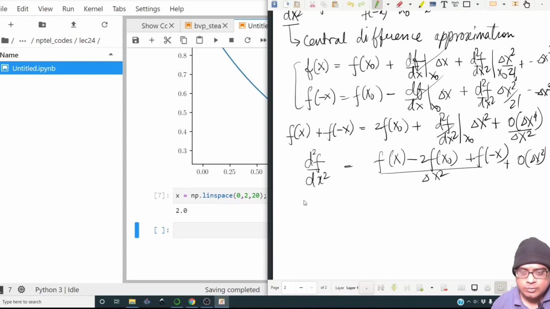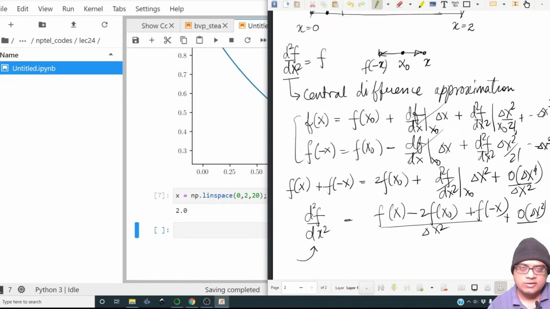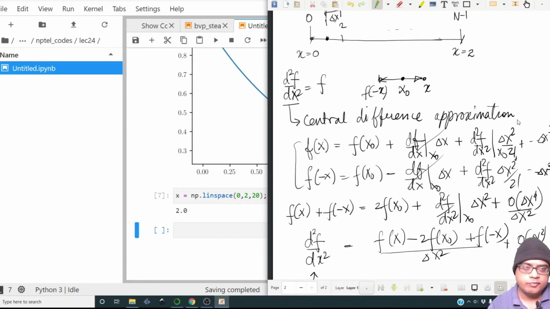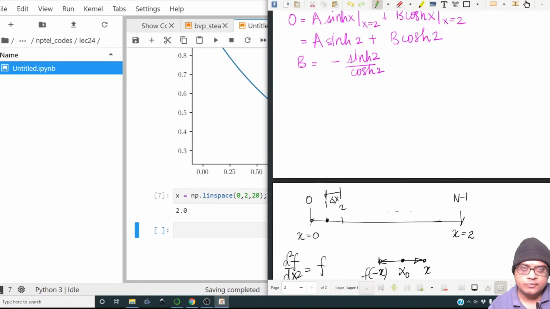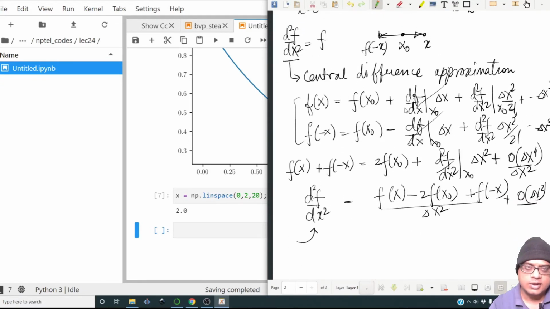So such an approximation is said to be second order accurate because as delta x becomes small by say a factor of half, the error is expected to reduce by a factor of 1/4, which is in stark contrast to the forward difference approximation for a single derivative. Well, I've rubbed that now.